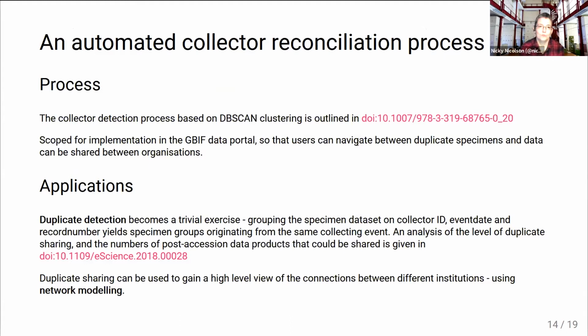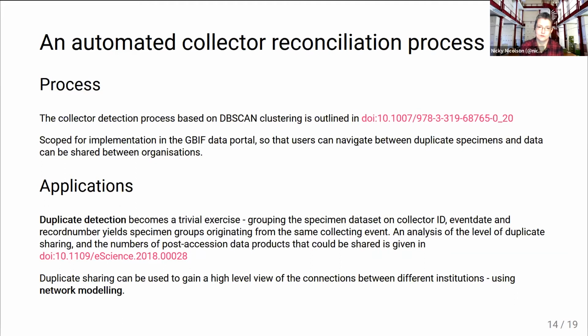And with GBIF, we've been working on implementing this within the GBIF data portal itself so that we can navigate more easily between duplicate specimens and we can start to group up data within the aggregated data resource. So this makes duplicate detection quite a trivial exercise now. We've got purely numeric data on which we can group. We can group up collector ID, event date, and record number, and we can pull together those 11 sheets that we showed in the example to get a specimen group that all came from the same collecting event.